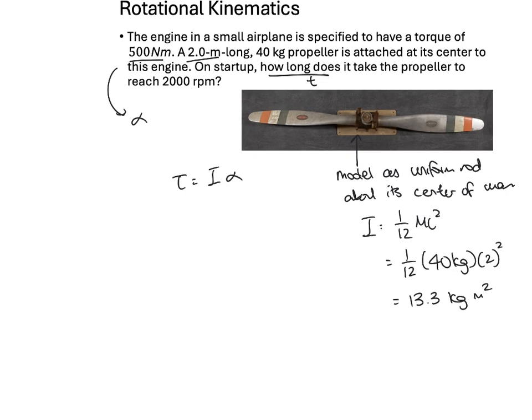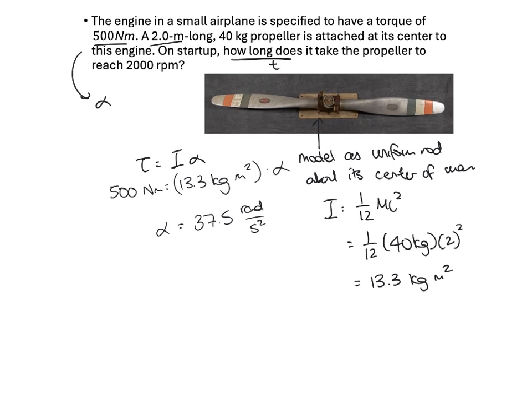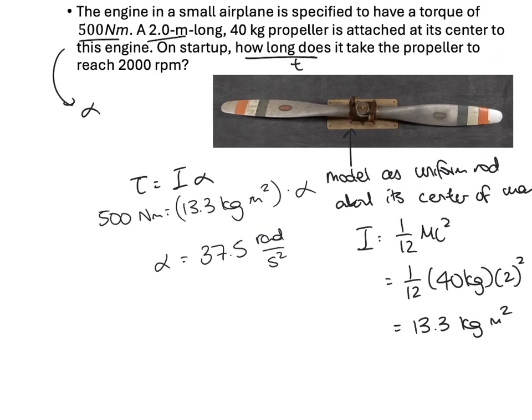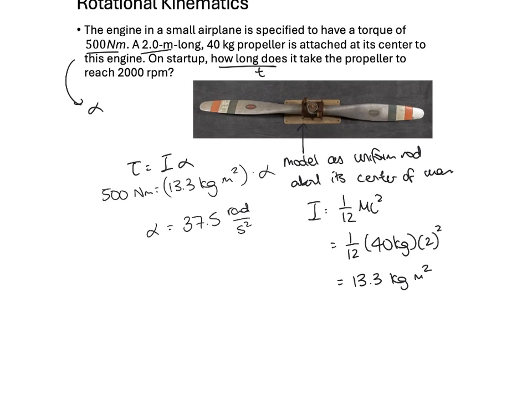So my torque is 500 Newton meters, which is 13.3 kilogram meters squared times the angular acceleration. The angular acceleration is 37.5 radians per second squared. Now this is a case of constant angular acceleration.